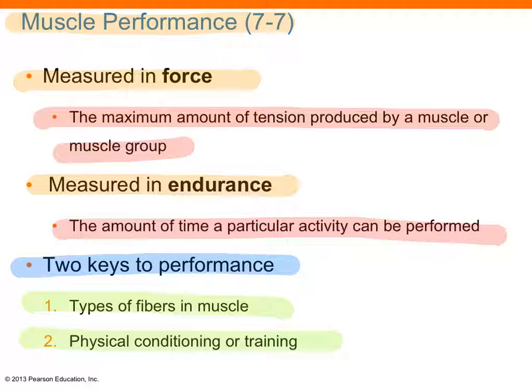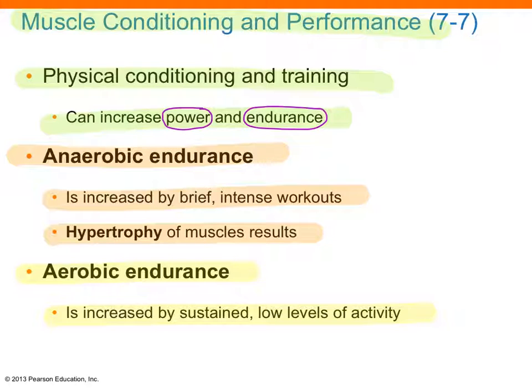There are two keys to performance: the types of fibers in the muscle. Are they fast twitch? Are they fast twitch oxidative glycolytic? Or are they slow twitch oxidative fibers? And the second key component is physical conditioning or training. So the two keys to performance are fiber types and physical training or conditioning.